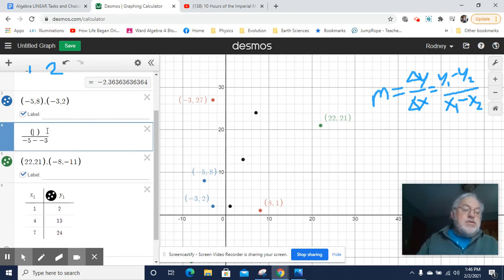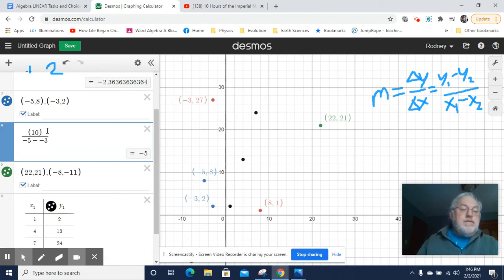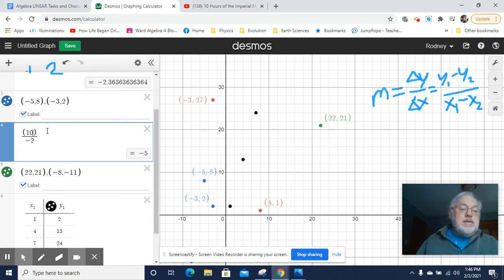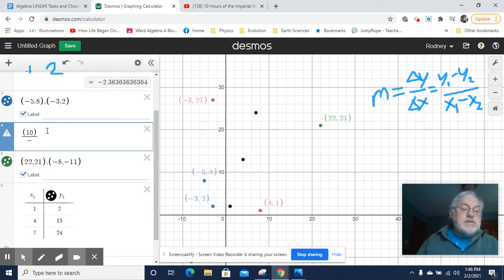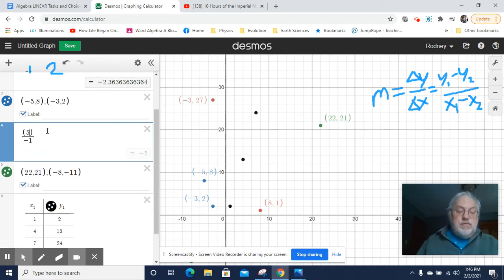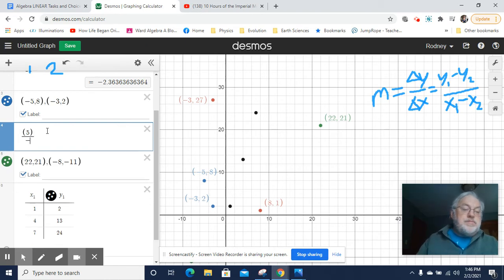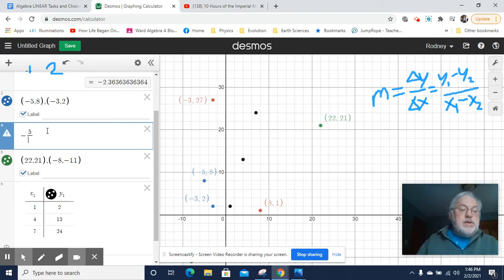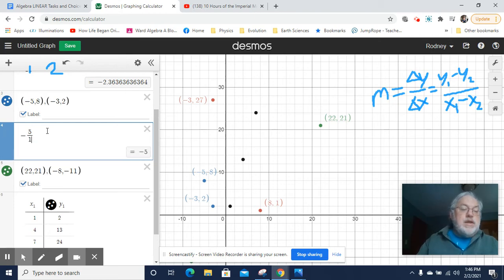8 minus negative 2 is 10, and negative 5 minus negative 3 is going to be negative 2, and 10 over negative 2 is the same as 5 over negative 1, which is negative 5. By the way, if you were plotting things, it'll be useful to call that negative 5 over 1, because we go down 5 and over 1 between these 2 points. So down 5 over 1, down 5 over 1. For any pair of points on this, that's the relationship.